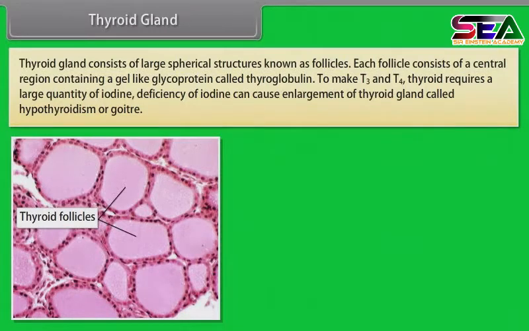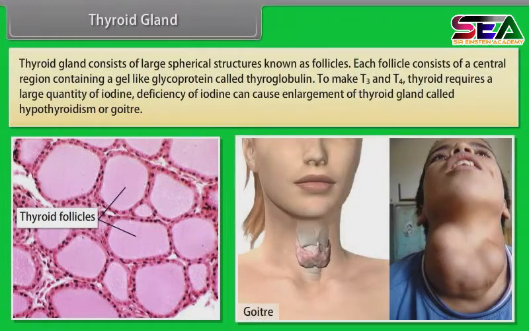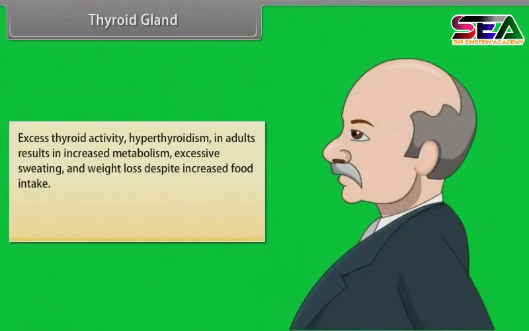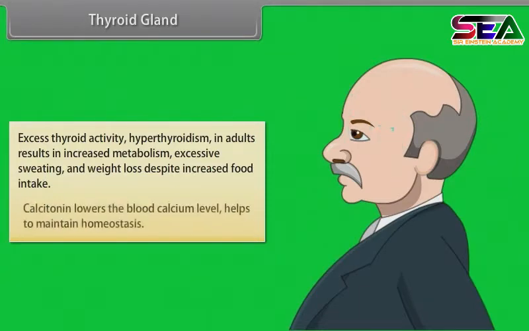Thyroid gland consists of large spherical structures known as follicles. Each follicle consists of a central region containing a gel-like glycoprotein called thyroglobulin. To make T3 and T4, thyroid requires a large quantity of iodine. Deficiency of iodine can cause enlargement of thyroid gland called hypothyroidism or goiter. Excess thyroid activity, hyperthyroidism, in adults results in increased metabolism, excessive sweating, and weight loss despite increased food intake. Calcitonin lowers the blood calcium level, helps to maintain homeostasis.